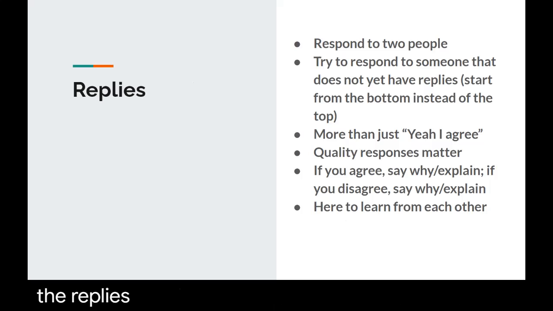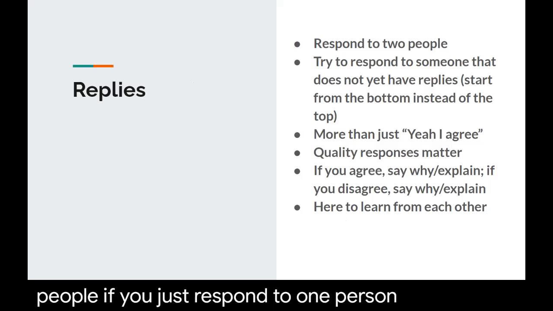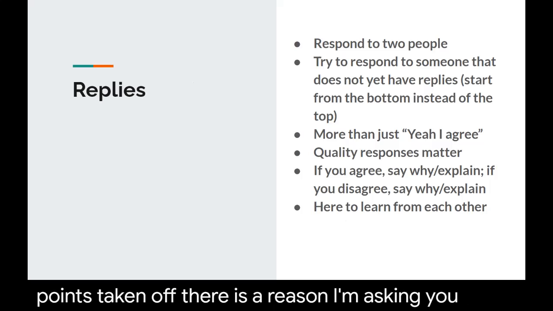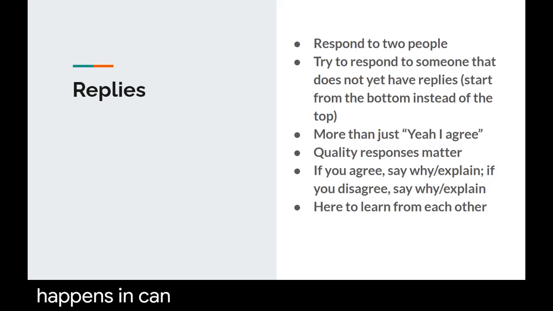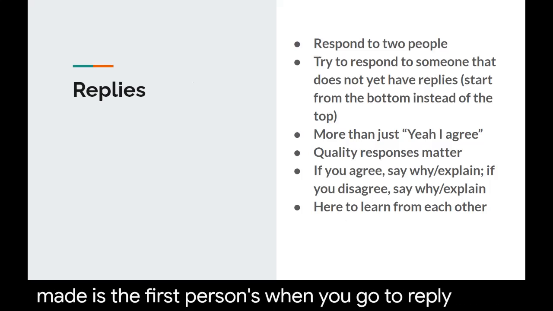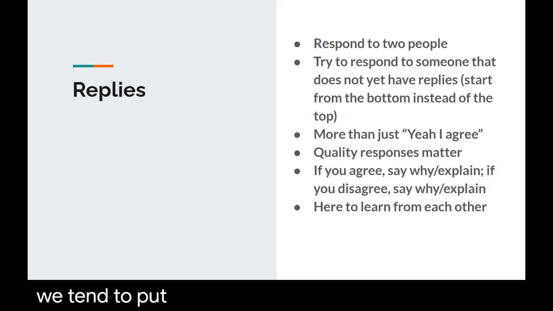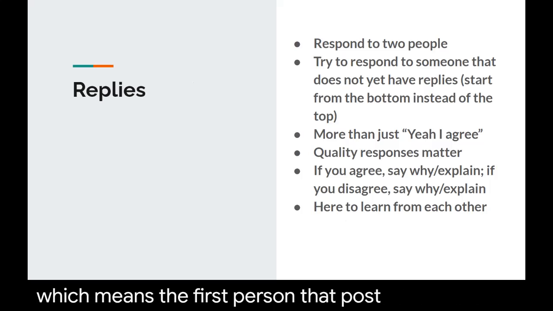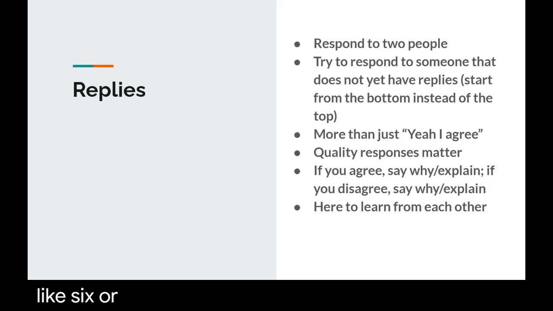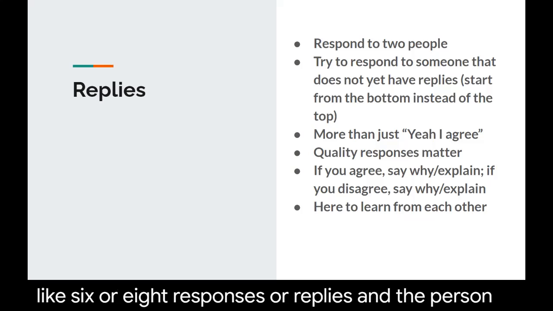In the replies, make sure you respond to two different people. If you just respond to one person, you will have points taken off. There is a reason I'm asking you to respond to two different people. You also want to try to respond to people that don't yet have replies. What happens in Canvas, because of the way the system is made, is the first person's post will always be on top. And so when you go to reply, we tend to reply from the top of the discussion board, which means the first person that posts tends to get like 6 or 8 responses or replies, and the person that posted last gets none.